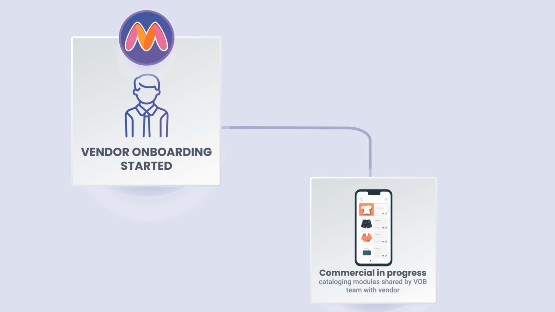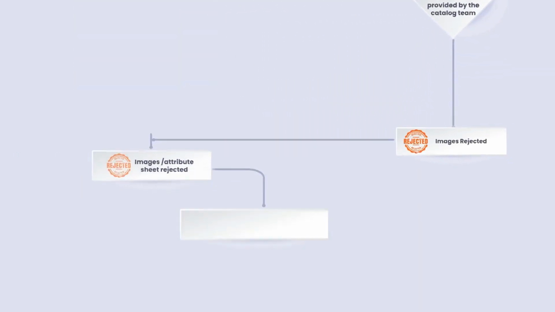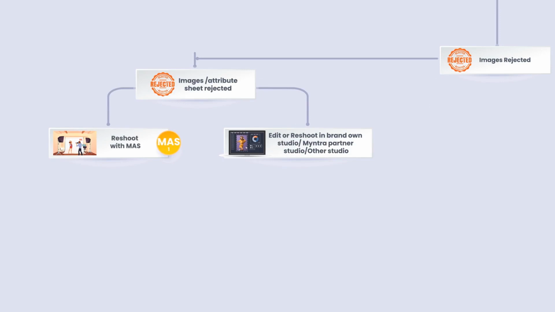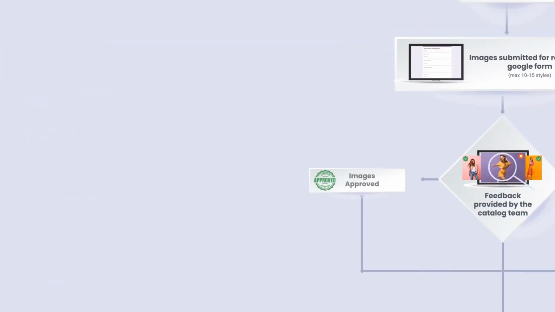If the commercial is still in progress, please submit only cataloging images of 10 to 15 styles via shared Google form for review. Based on the feedback, please make the suggested changes in the images by reshooting or editing them in your own studio. You can also opt for Myntra Partner Studio, or you can also opt for other studio. You can even opt for Myntra Assured Shoots, the process of which will be explained later in upcoming videos. Once the images are approved, please wait for the commercial to complete and get Partner Portal credential.